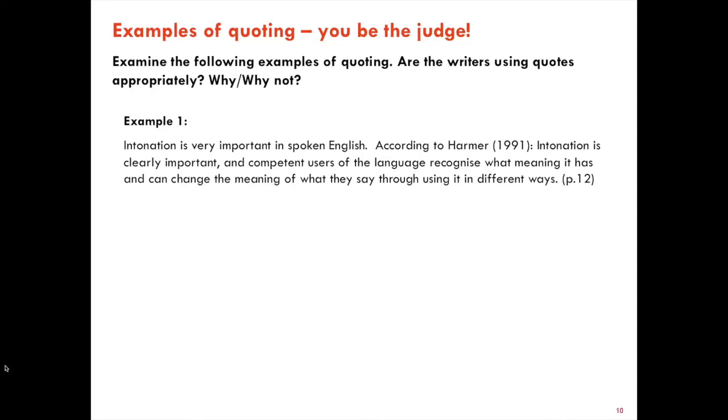Example 1 is not an appropriate way to use a quotation, because part of it simply repeats what the writer has already said. That intonation is very important. It would be better to paraphrase the meaning of this quotation. Also, the quotation is not well integrated into the sentence, which seems to be what the writer is trying to do. A comma would be better than a colon, and a capital letter is not required for intonation. Finally, quotation marks are needed around the quotation.